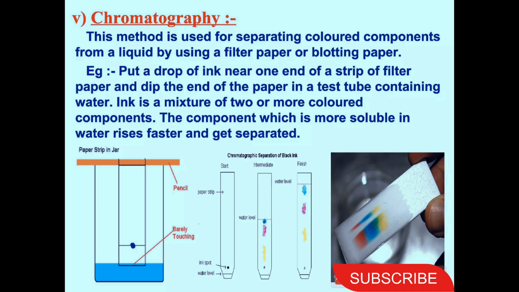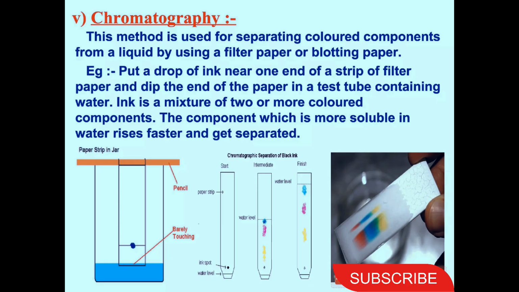We have to take one chalk piece. On the chalk piece we make an ink mark, and you touch that chalk piece's end to the water. Then what will happen? The ink will flow up. When it is moving up, it creates different marks on the chalk piece. This chromatography we have studied in the 7th class.